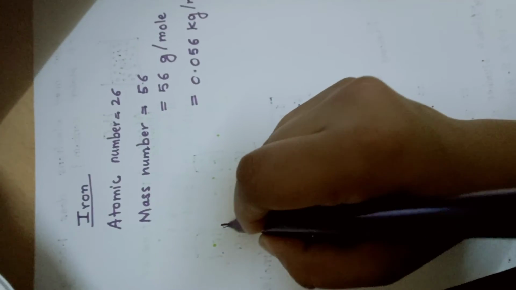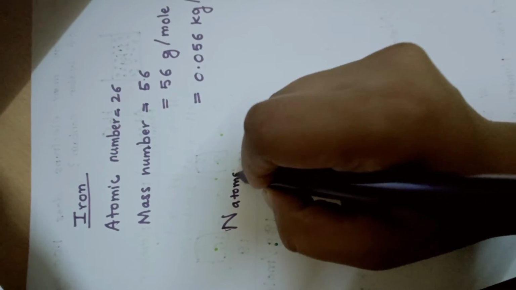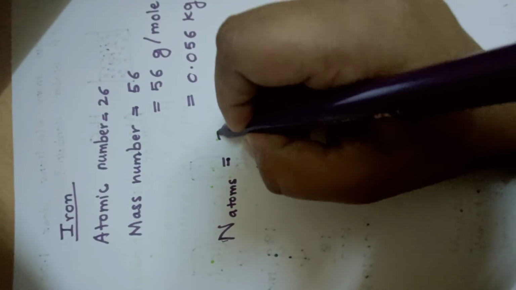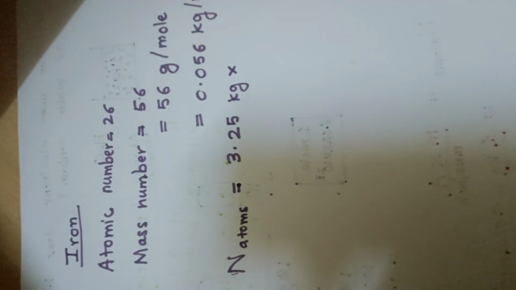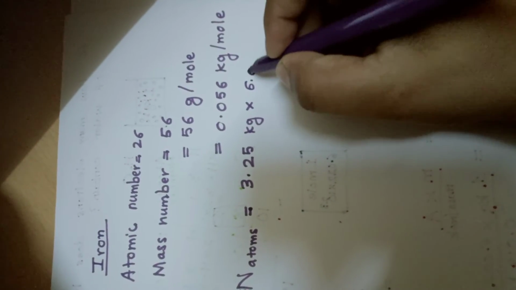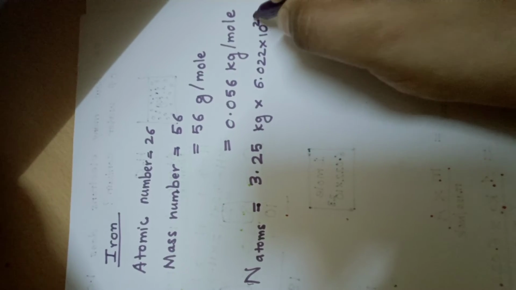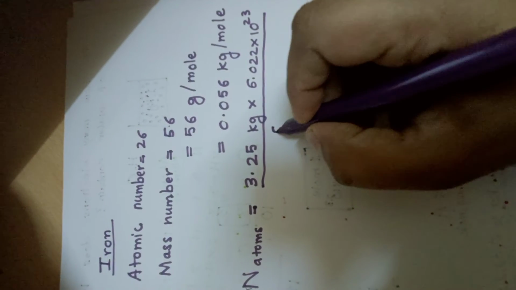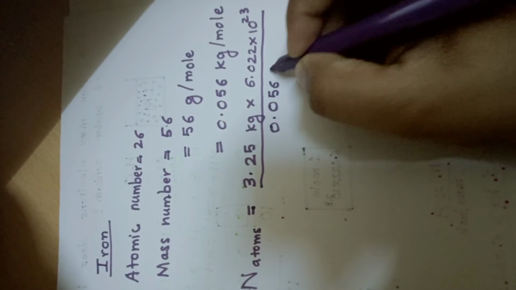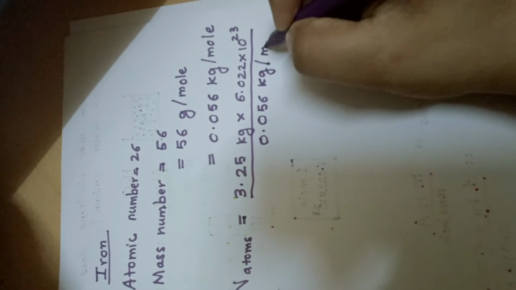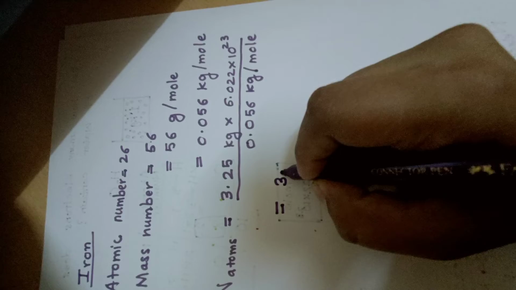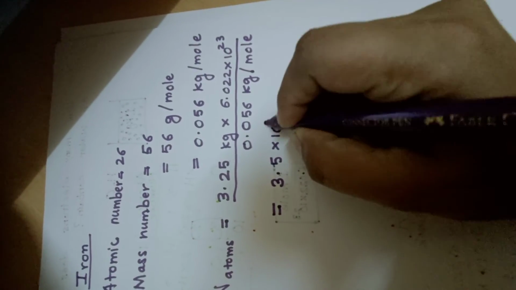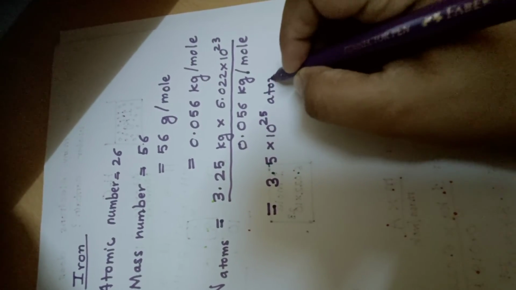Okay, now our next step is to find the total number of atoms. In the question it is given the mass is 3.25. So 3.25 times the Avogadro number. 1 mole contains 6.022 times 10 to the power 23 particles, divided by 0.056 kilogram per mole. Now when you calculate this, you will get the answer as 3.5 times 10 to the power 25 atoms.